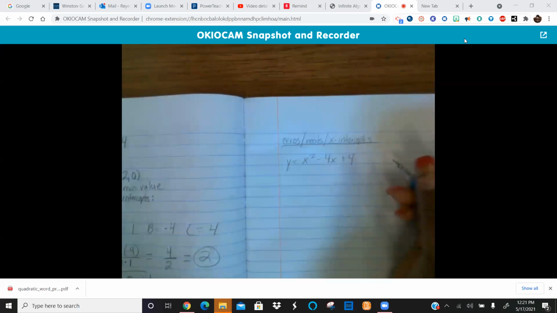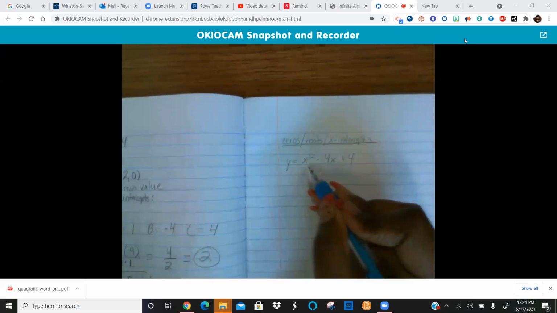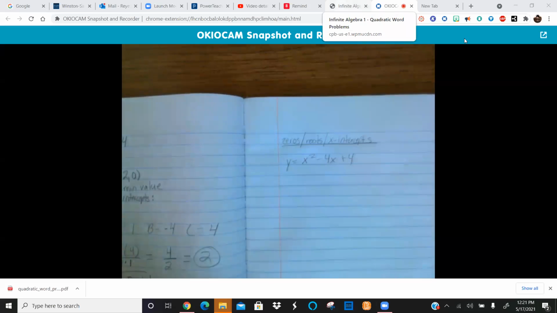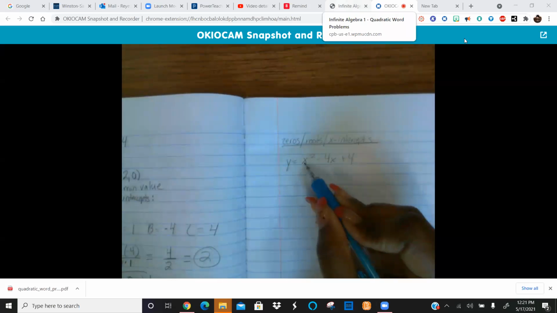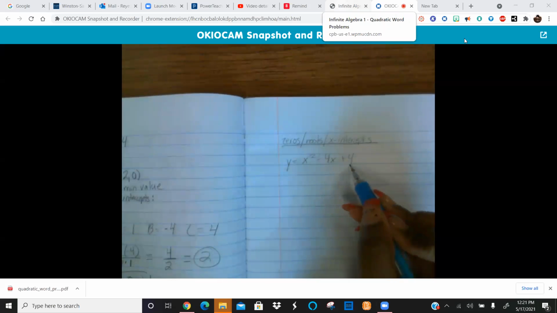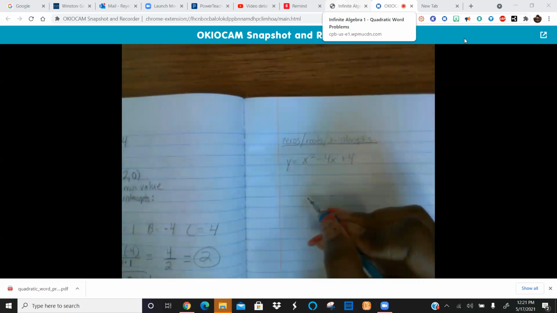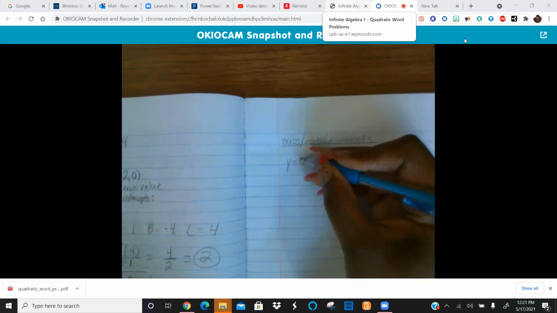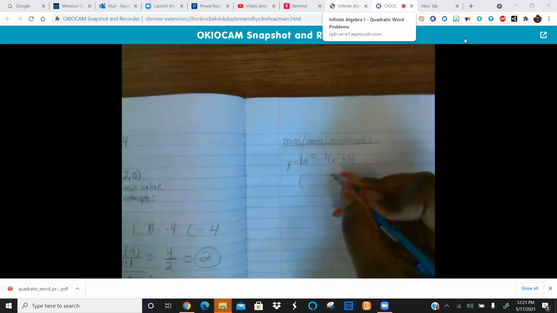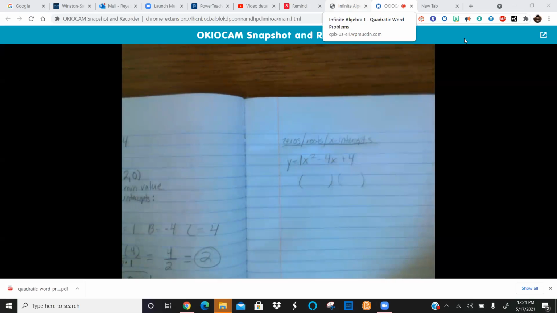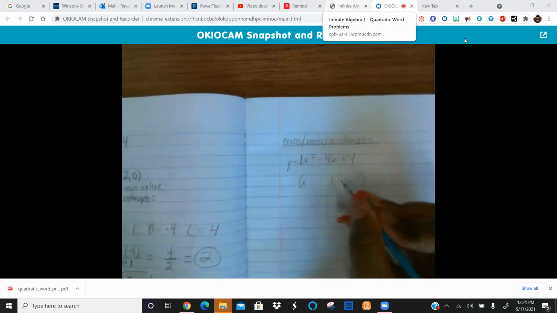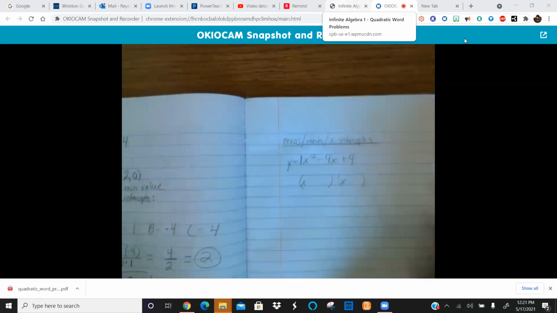So we got y is equal to x squared minus 4x plus 4. All right. So this is what you do to find that. You're going to factor this. Okay. So we look for GCF first. We do not have a GCF for all three terms. This first term is a 1. So when you factor this, you have 2 parentheses. You're going to have x here and x here. So x times x gives you the x squared.